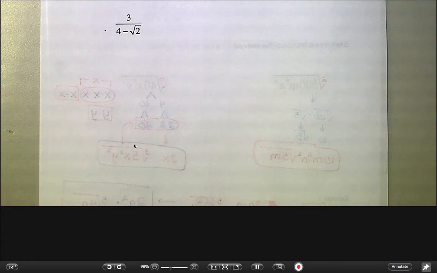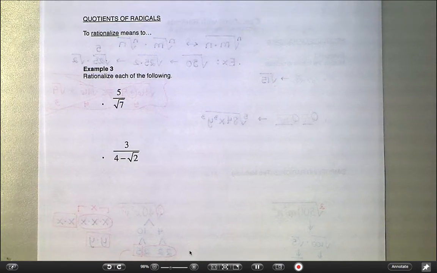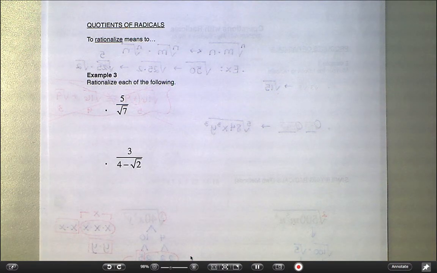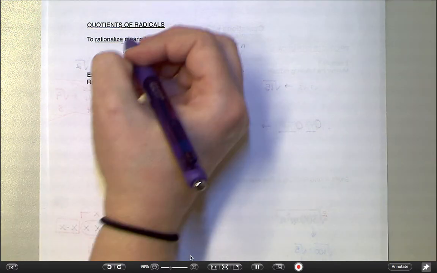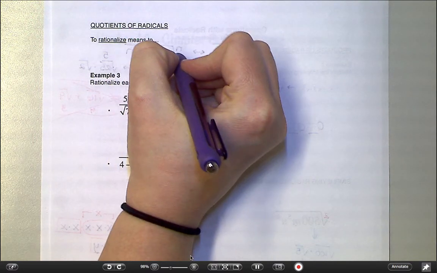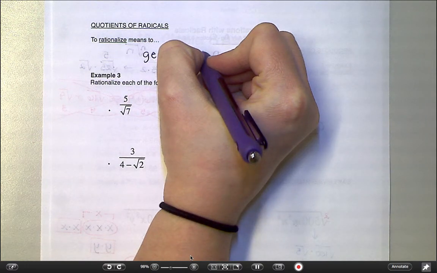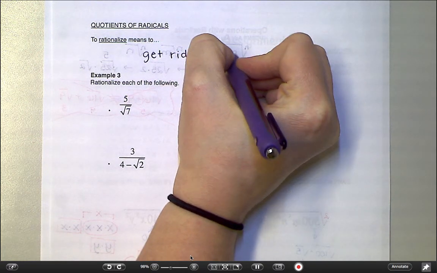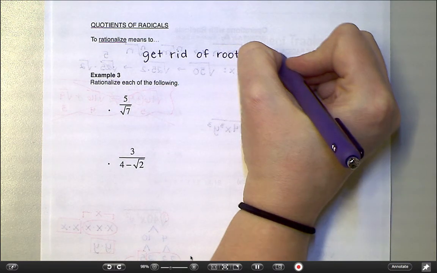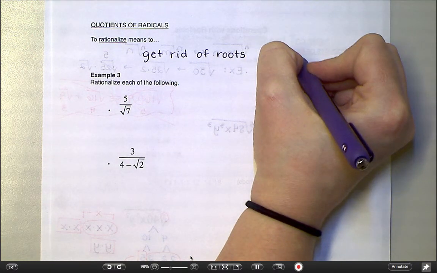Quotients. Okay? Meaning division. That's what we're looking at now. Sorry, I shouldn't have printed this back to back. Sorry, you can see all my writing through there. Quotients, really what we want to talk about here is rationalizing. And you've actually already done some rationalizing. To rationalize means to get rid of roots. I think as far as a literal definition, rationalize means make rational.